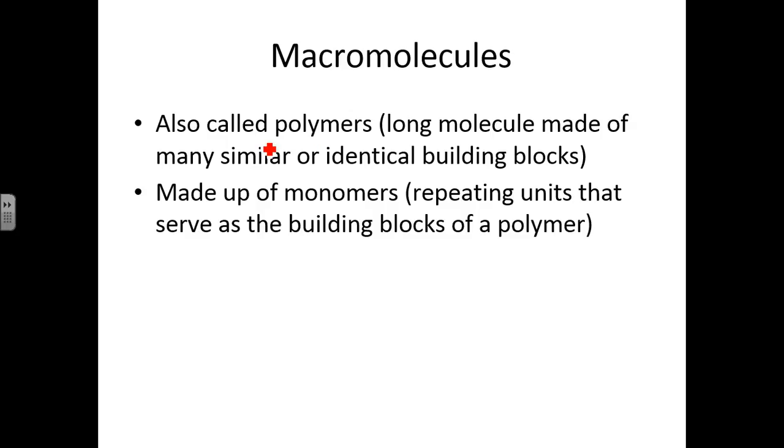Macromolecules may also be called polymers, so using those two terms interchangeably. Long molecules made of many similar or identical building blocks, made up of monomers, repeating units that serve as the building blocks of a polymer. So mono means one, and poly means many, and that's where you get those terms from. So monomers are the building blocks that create these larger molecules called polymers.